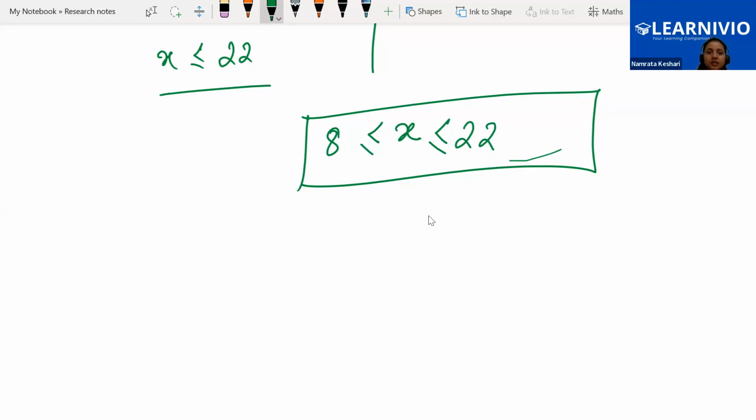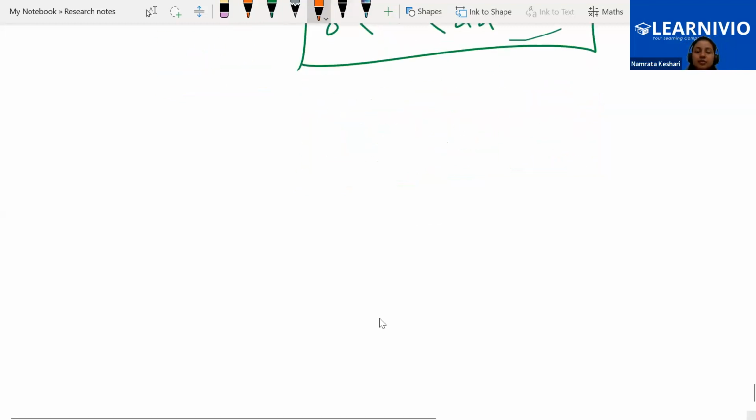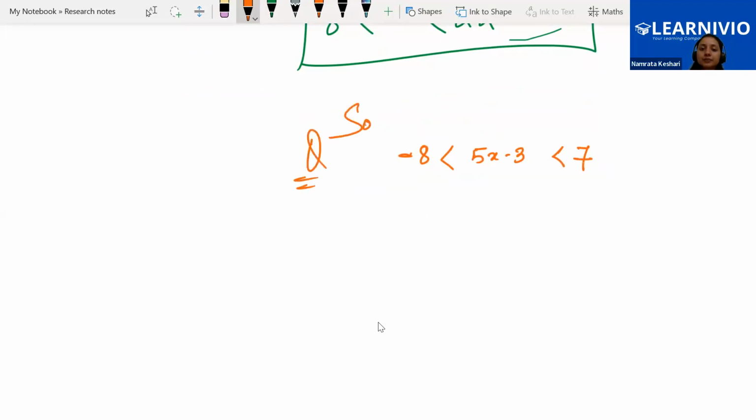Okay. Now the next concept is how we will solve the word problem. At first we have to frame the inequality and then we have to solve. Suppose we are having the inequality in this form: minus 8 is smaller than 5x minus 3 is smaller than 7.